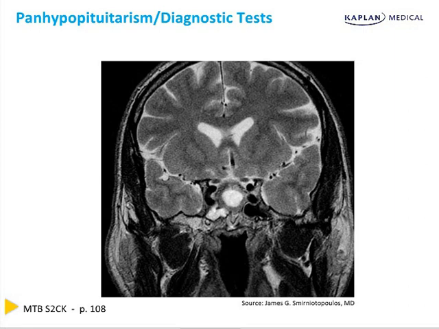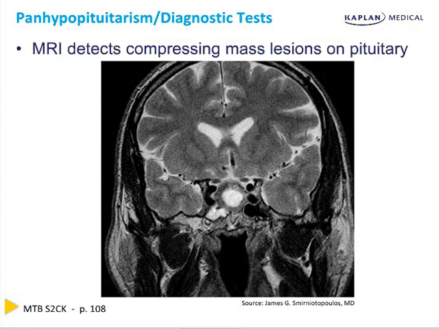In the center of this MRI is a white lesion that is showing a compression of the pituitary. This MRI is detecting a mass lesion compressing the pituitary and shows you how distinct the pituitary can be on an MRI.